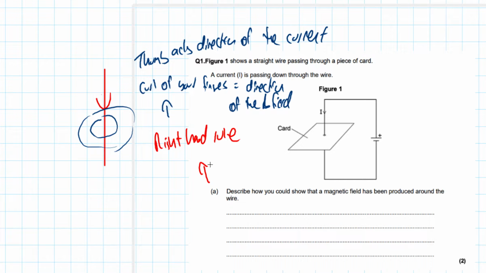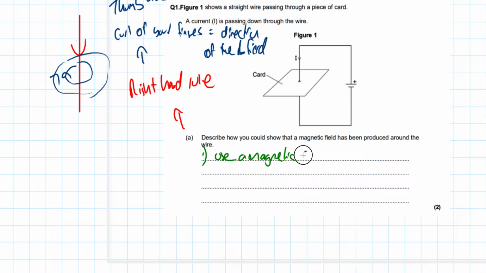So in this situation, you've got the current going down, and the curl of your fingers should go around in a clockwise direction. So it should be in this direction of the magnetic field. Now, it doesn't quite relate to this question, because you need to describe how you could show that a magnetic field has been produced. There are two possible ways you could show this. One, you can use a magnetic compass.